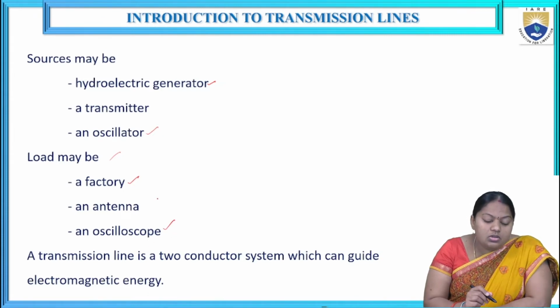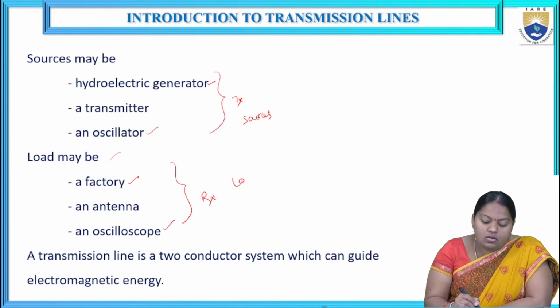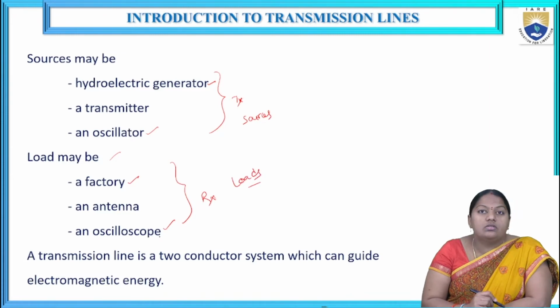Okay. So these are all the different examples for sources, which are connected at the starting point, that is, the input side, and loads, which are connected at the output side or receiver side. All are connected at the transmitter side, and these are all connected at the receiver side. All are examples for sources and these are all examples for loads.